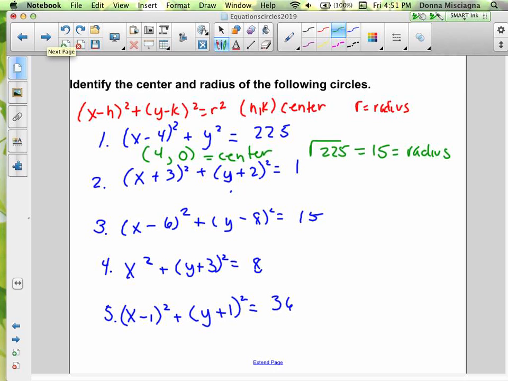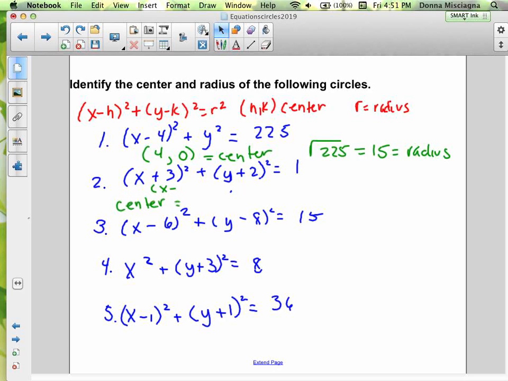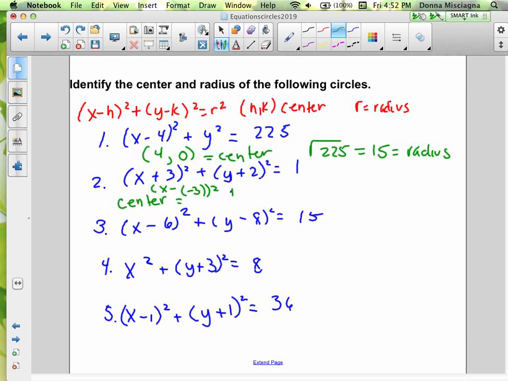All right, let's do number 2. So I'm going to write center first. So center, notice that we have negatives. So if we have negatives, that means this is really (x minus a negative 3)² and this is really (y minus a negative 2)² equals 1. Right? So the center, we see a plus, it's really negative because there was already a negative there, is going to be (-3, -2).